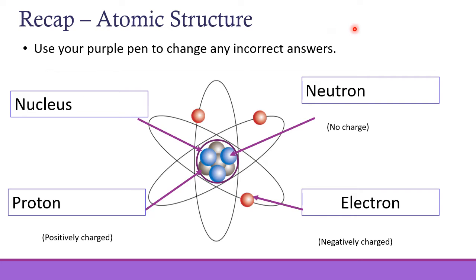Okay, so now with your purple pens, can you correct any mistakes that you might have made? We'll start off with the nucleus. That's the clump of particles here made up of neutrons and protons. You might have thought, how can I differentiate between the blue and the silver particles? Remember, this one was labeled as no charge, which is the neutron, and this one was labeled as positively charged, which is the proton. And the particles which swirl around the outside of the nucleus are the electrons, which are negatively charged. So just pause the presentation here if you need to correct any changes in your purple pen.